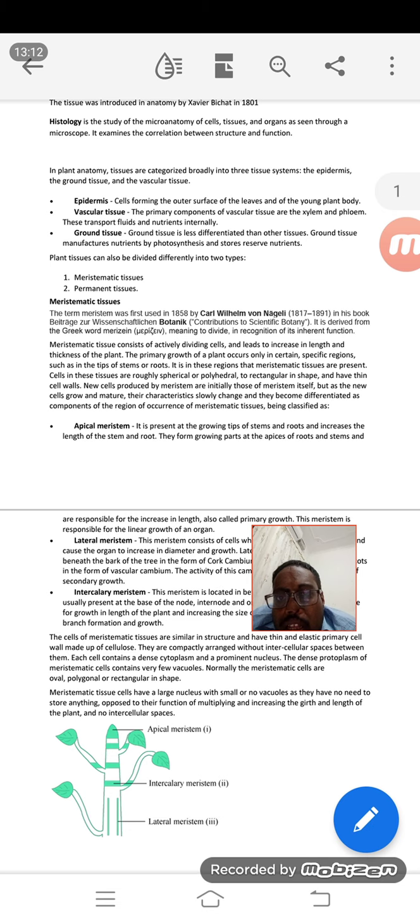So these are the three types of tissue systems that are present, and this plant tissue system originates either from a meristematic tissue or from a permanent tissue. So we will go one by one in the coming class.